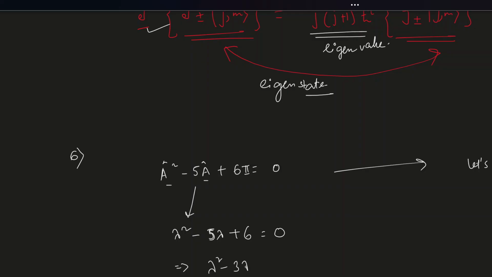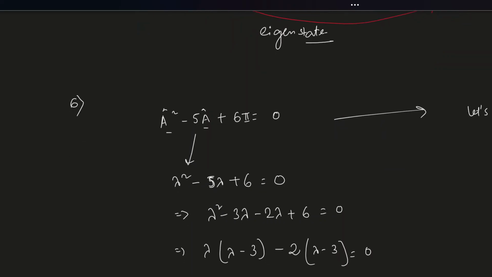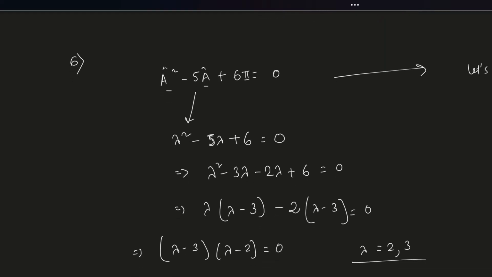So lambda square minus 3 lambda minus 2 lambda plus 6 equal to 0. And then when you take lambda in common, so lambda into lambda minus 3 minus 2 into lambda minus 3 equal to 0. So then you get lambda minus 3 into lambda minus 2 equals 0, and you get the eigenvalues as 2 and 3. So once that is done, you know the eigenvalues.